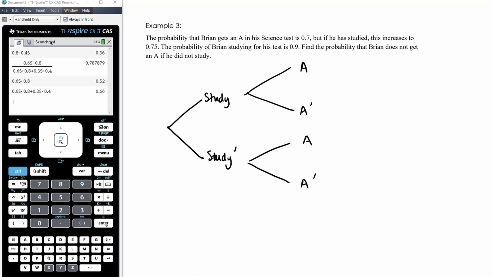Okay, let's think about what we've got here because not all of this information goes straight in the tree diagram. The probability that Brian gets an A in his science test is 0.7. Okay, so there's two ways that he can get an A in his science test. He either studies and gets an A, or he doesn't study and still gets an A. And those together are 0.7. So the 0.7 doesn't go on the tree diagram anywhere. If he has studied, the probability that he gets an A is 0.75. So that's this. That's the probability of getting an A given that he studied. The probability of Brian studying is 0.9, which means the probability he won't study is 0.1.